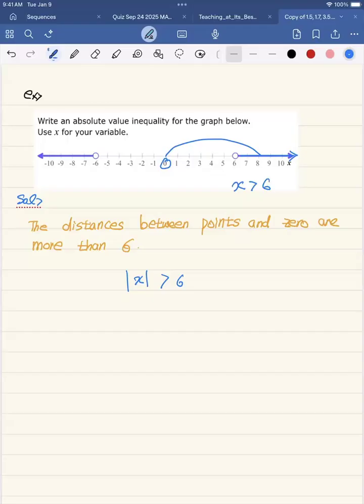And for this part, again, the distance from 0 is greater than 6. And the inequality notation is x is less than negative 6. I didn't include the equality sign because we have circle notation. That means it doesn't include the boundary points, that is 6 and negative 6.